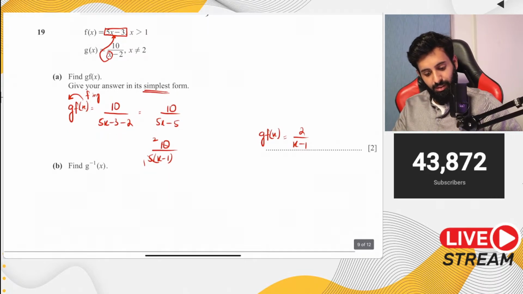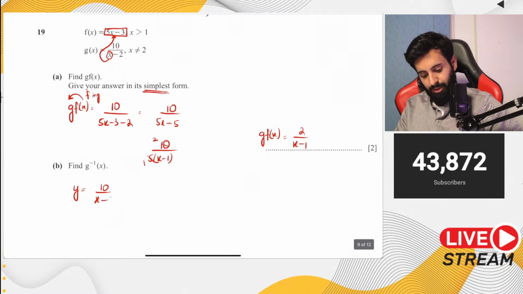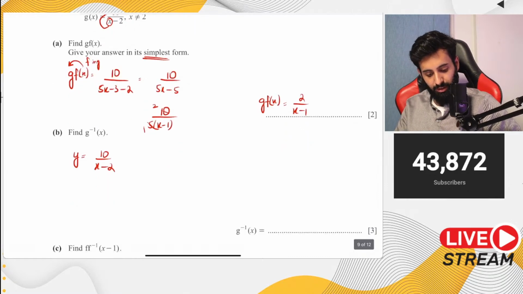Okay, part B, find G inverse of x. Alright, I'll do this. y is equals to 10 over x minus 2. Remember the steps for inverse. You have to make x the subject at the end of the day. So xy minus 2y equals to 10, which means xy equals to 10 plus 2y. Now you make x the subject, which means 10 plus 2y upon y.